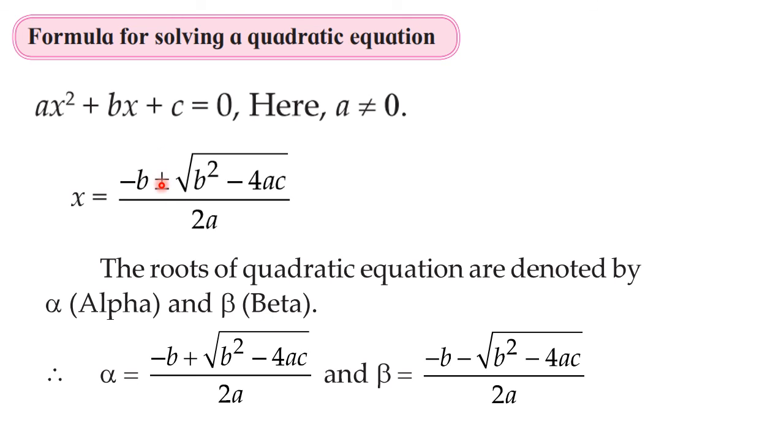Because of this plus or minus sign, if we take the plus sign, that is our alpha, and once we take the minus sign, that is beta. So here we get two roots, alpha and beta, when we use the formula. Okay, now let us see one question here.